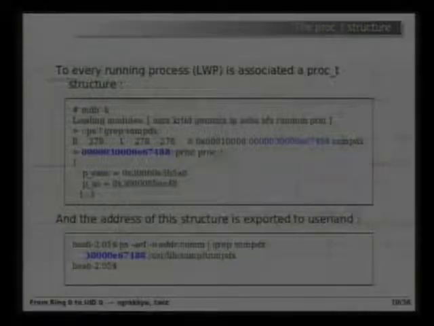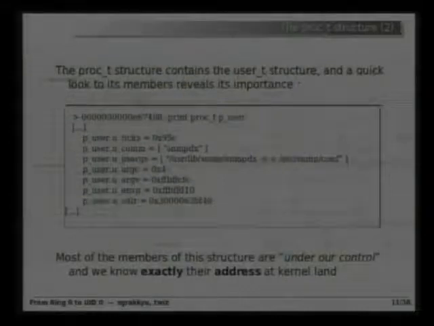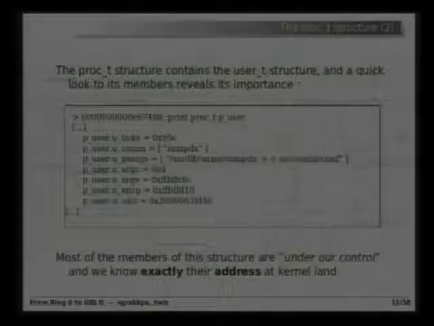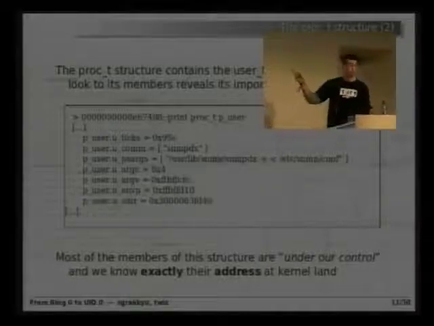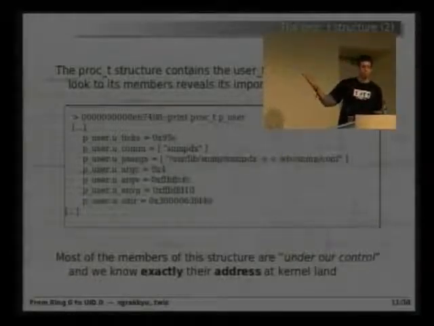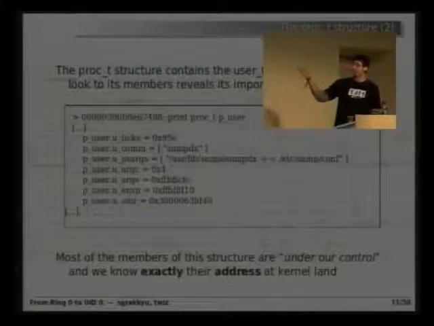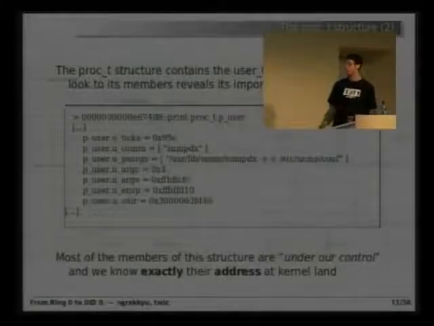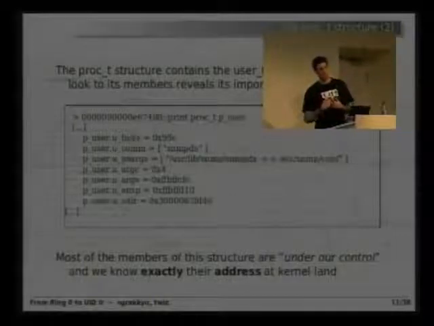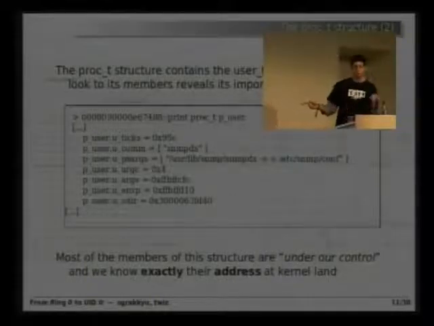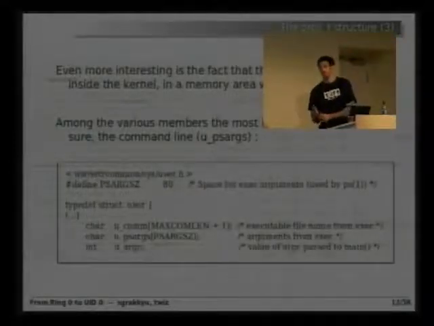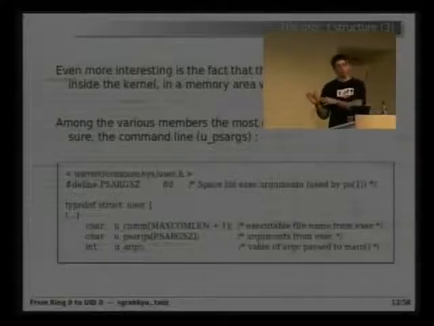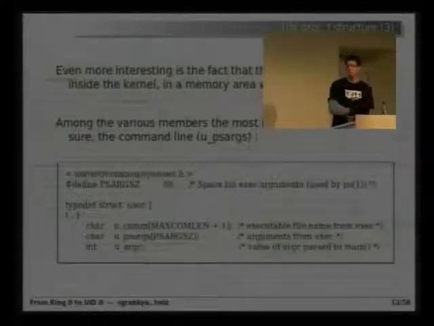So we take a closer look at this structure, and we figure out that inside this structure, there is the user_t structure. You see all these members? All these members are somehow controlled by us. There is the name of the program we are executing, the pointer address of our environment, and the parameters which are on the command line. So most of the members of this structure are under our control, and we know exactly where they are because the address is exported. And there is even more interesting news. These parameters, these values are stored in a place inside the kernel which is executable.